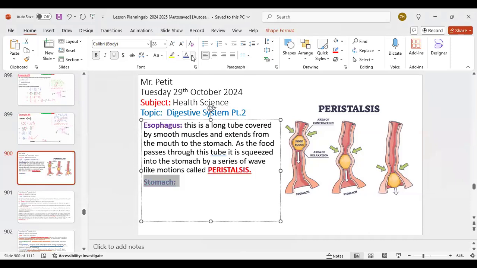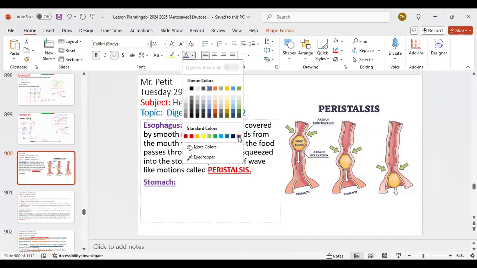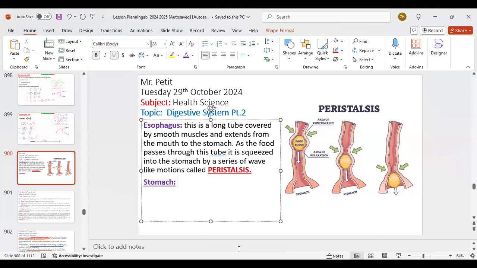And it's an organ. Organs are made up of what? Tissues. Tissues are made up of what? Cells. This is very good. So cells make up tissues. Tissues make up organs. And organs make up organ systems. And systems make up the body, the organism.